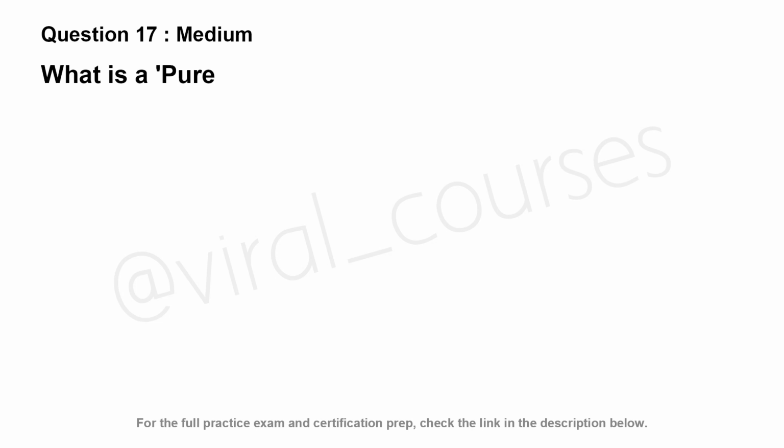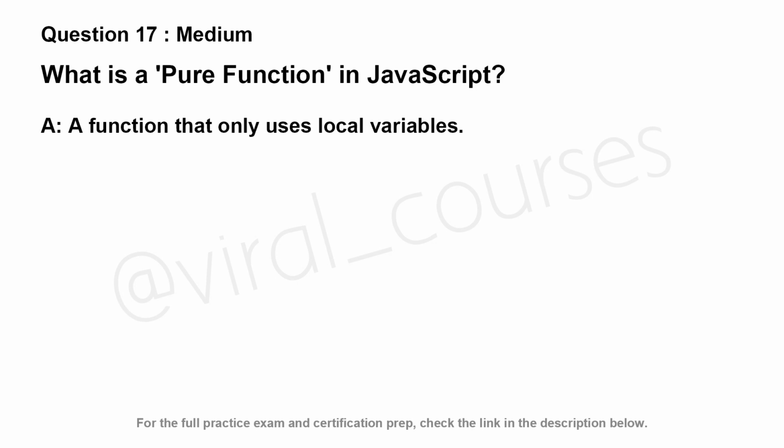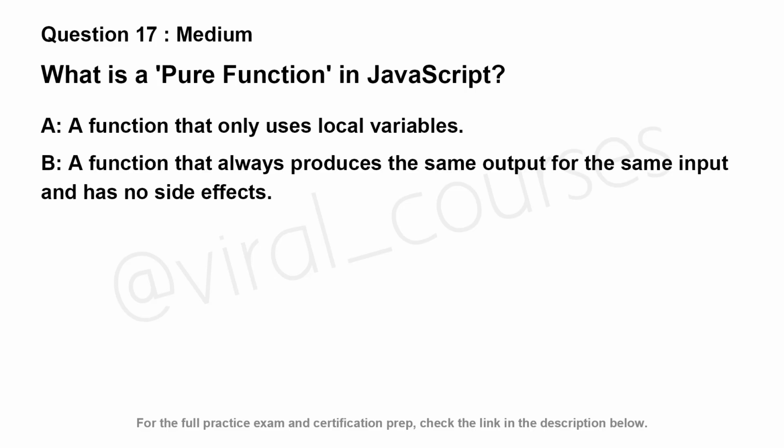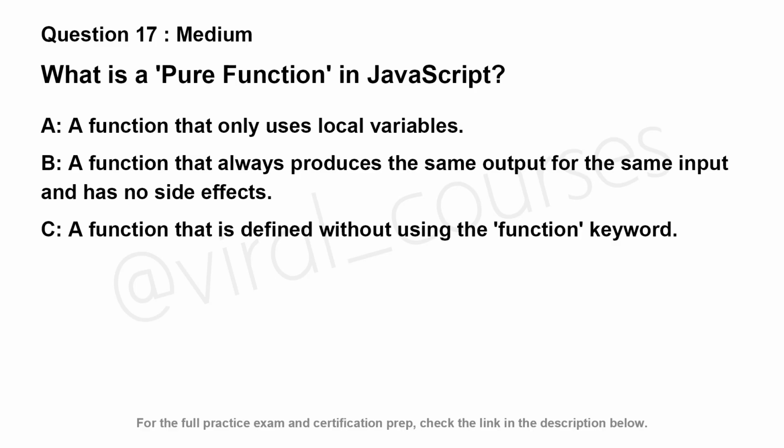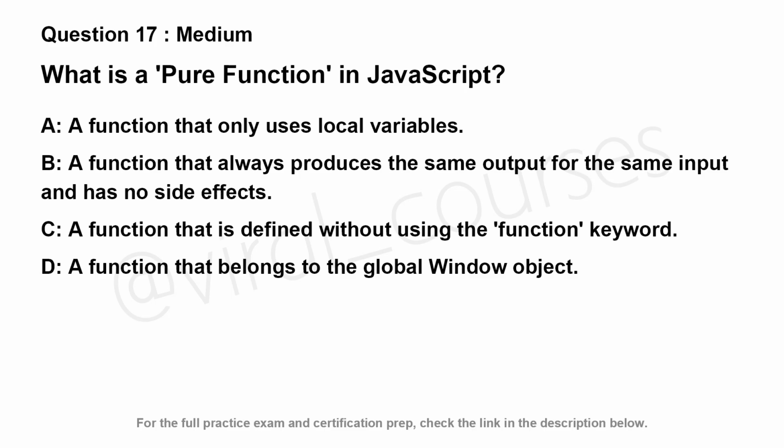What is a pure function in JavaScript? Option A. A function that only uses local variables. Option B. A function that always produces the same output for the same input and has no side effects. Option C. A function that is defined without using the function keyword. Option D. A function that belongs to the global window object.